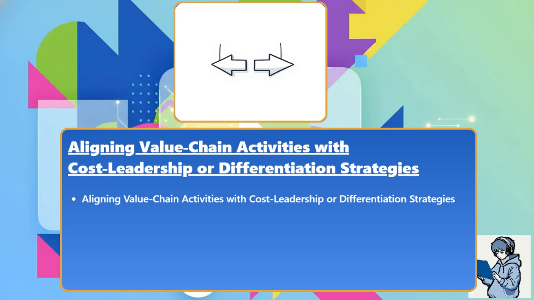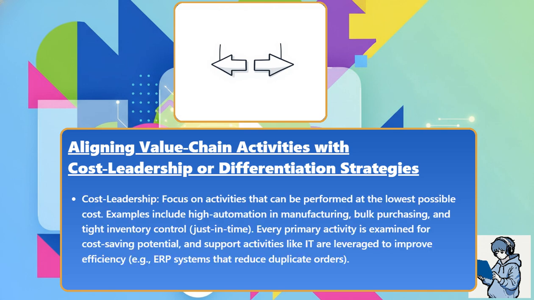Aligning value chain activities with cost leadership or differentiation strategies. Porter's generic strategies require different emphasis on the value chain. Cost leadership focuses on activities that can be performed at the lowest possible cost. Examples include high automation in manufacturing, bulk purchasing, and tight inventory control, just-in-time. Every primary activity is examined for cost-saving potential, and support activities like IT are leveraged to improve efficiency, for example, ERP systems that reduce duplicate orders.